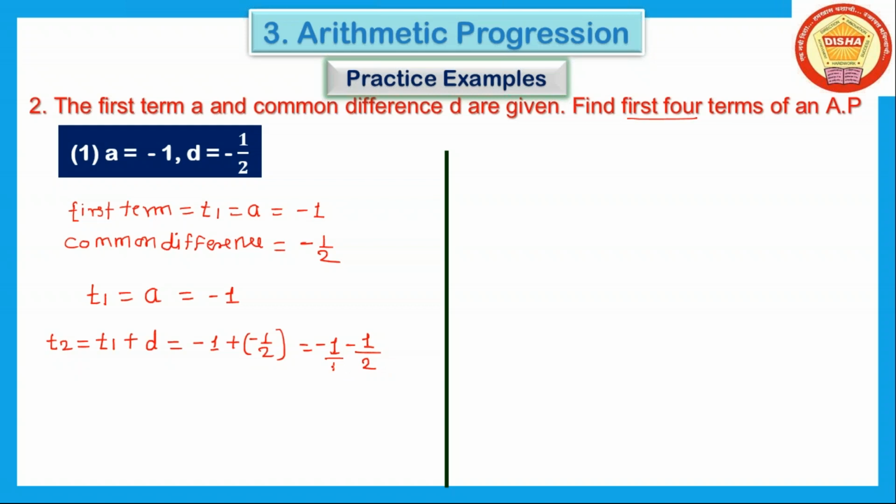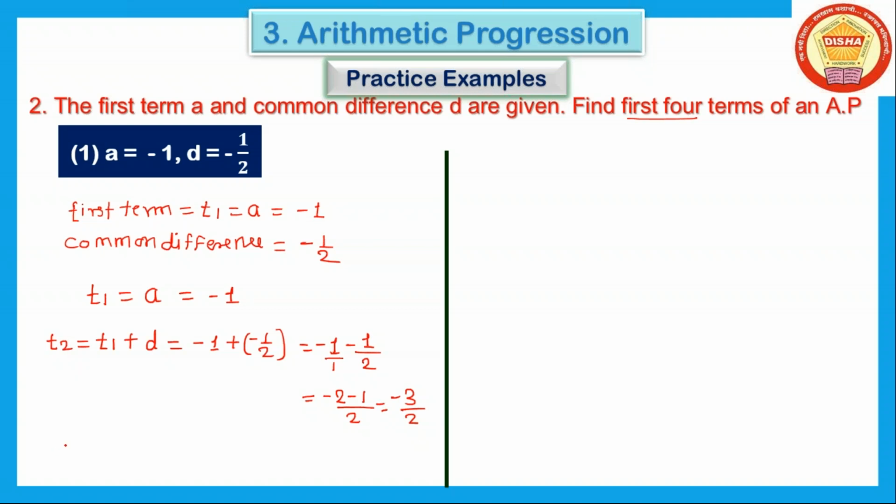Then we simplify here. See, the denominators are not equal. It is 1 and 2. So here we do cross multiplication. Means -2 minus 1/2, means we will get here -3/2. Means the second term T2 is -3/2.